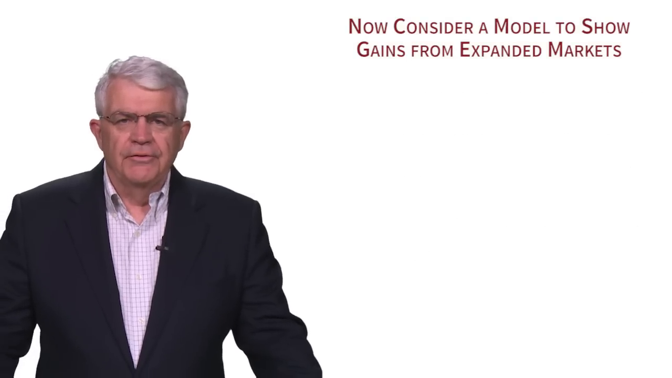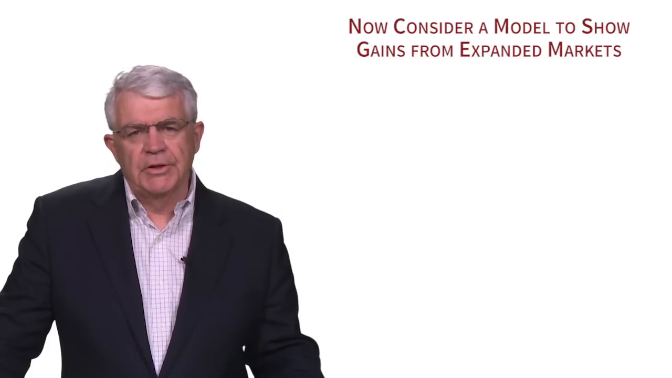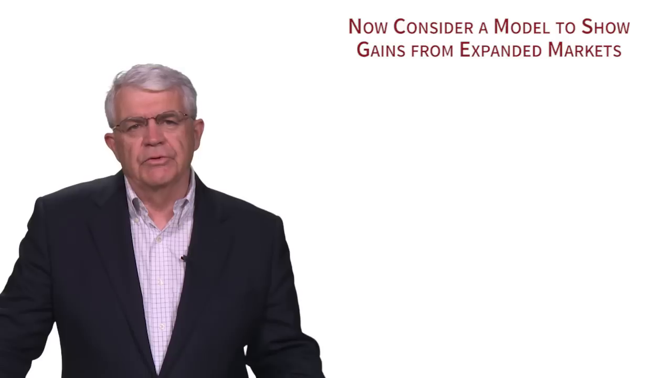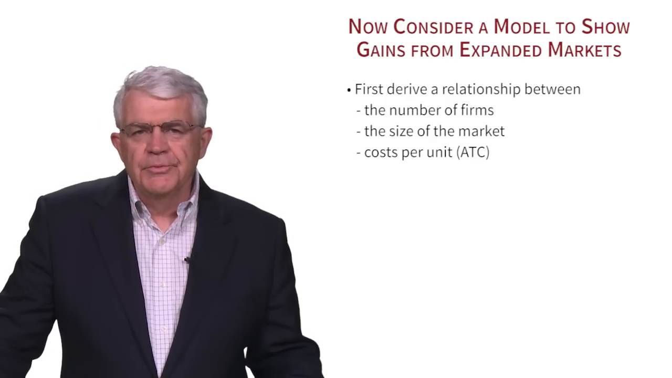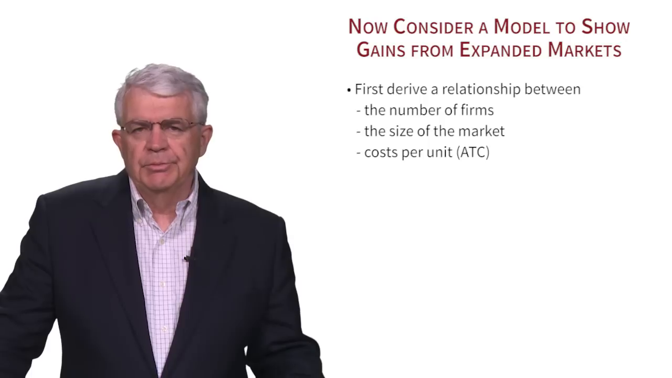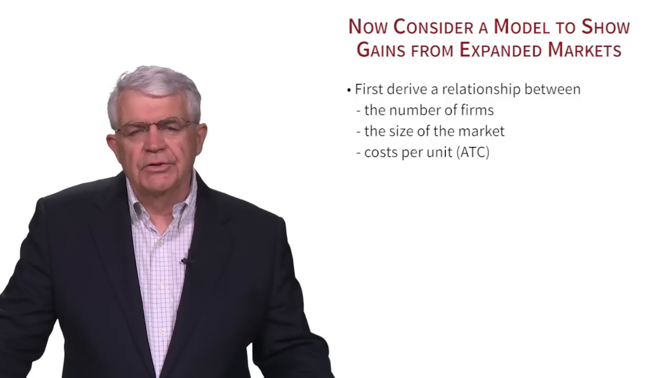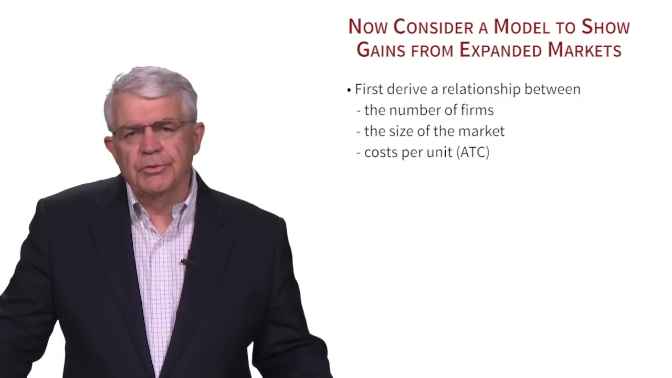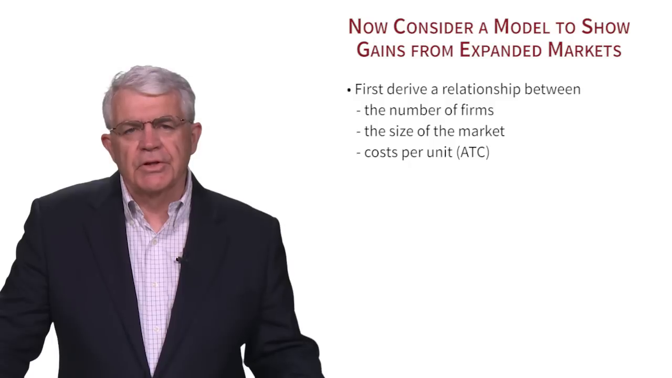The model itself will involve several relationships, two to be specific, plus the interaction between these two relationships. The first relationship is between the number of firms in the market, in the beer market or the automobile market, and the total size of that market. Does it include the United States, or the United States and Europe, or the whole world? The other thing that comes in this relationship is how much it costs to produce a unit. That's the average total cost. So that's the first relationship, how these things combine.